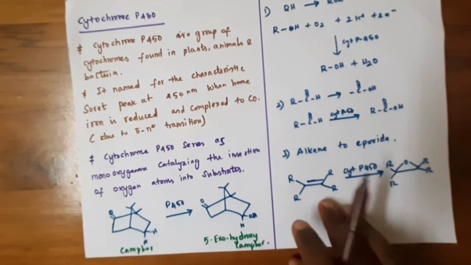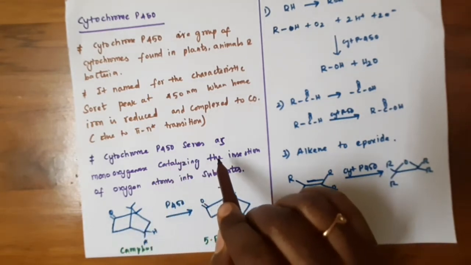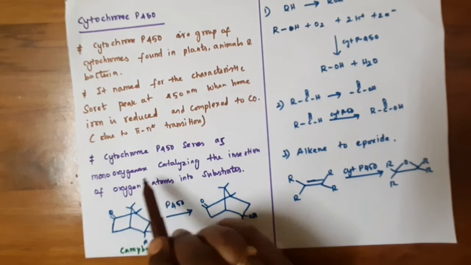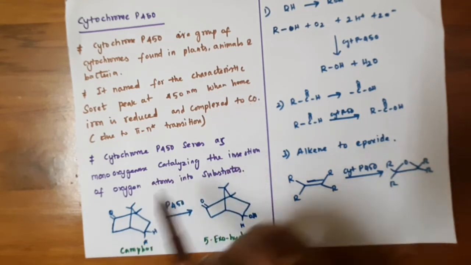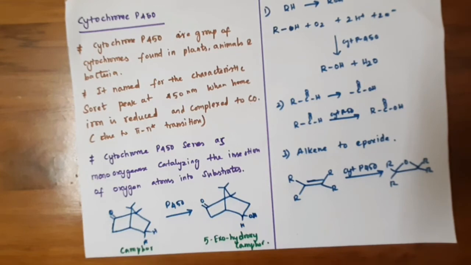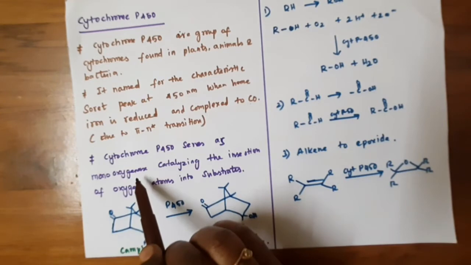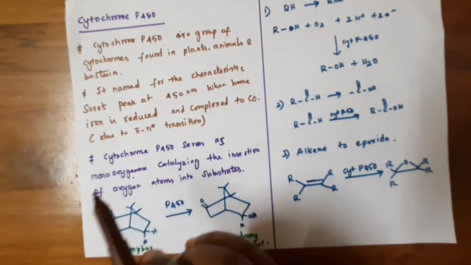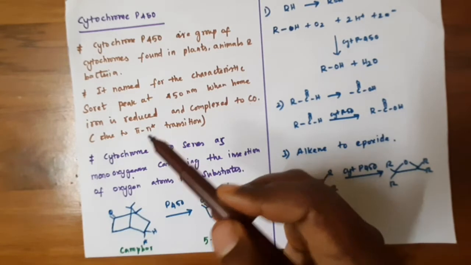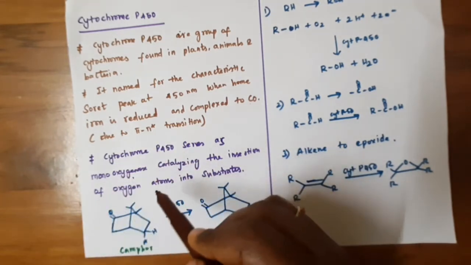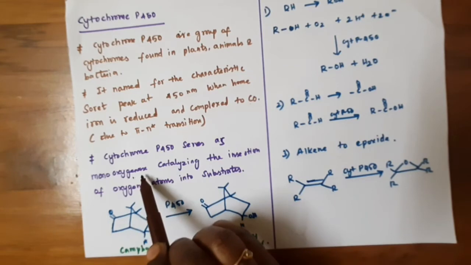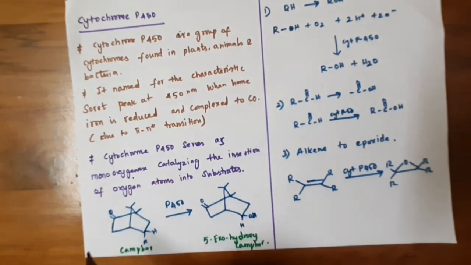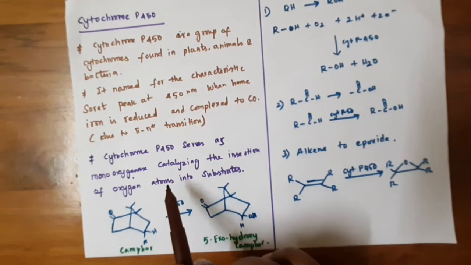Cytochrome P450 is very important, and it acts as a monooxygenase, which catalyzes the insertion of an oxygen atom into substrates. So in biomolecules, the oxygen gets inserted by using this monooxygenase. An oxygenase is an enzyme used to insert oxygen atoms. Monooxygenase means inserting only one oxygen atom; dioxygenase means inserting two oxygen atoms. Cytochrome P450 serves as a monooxygenase. So this is the main role of cytochrome P450.